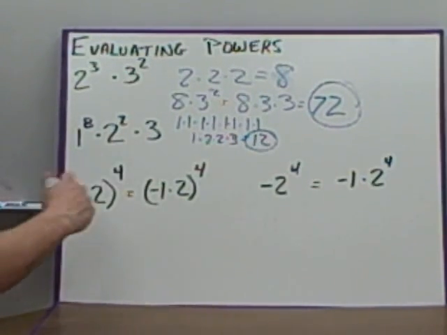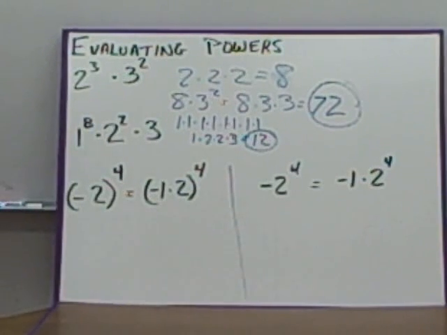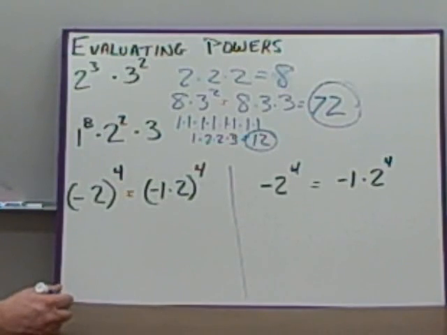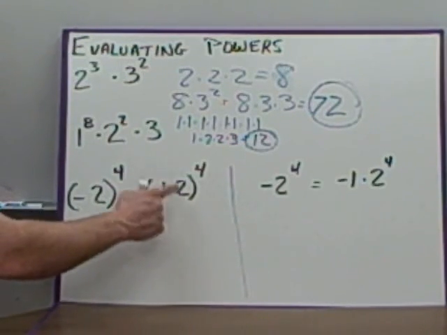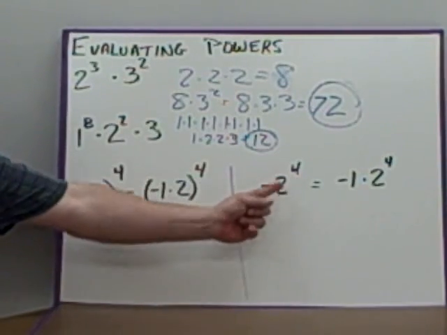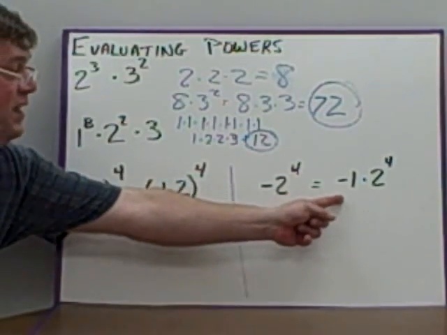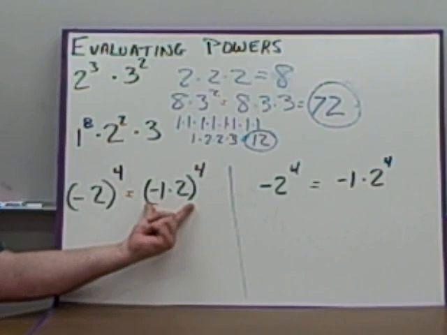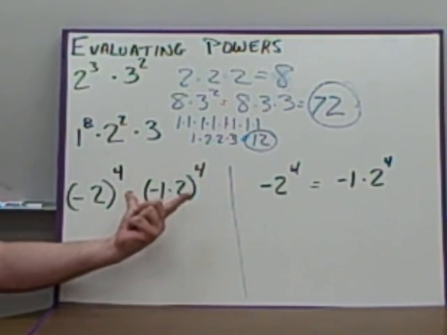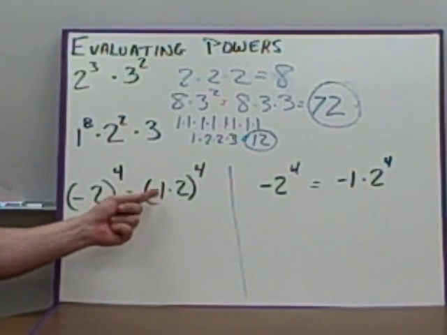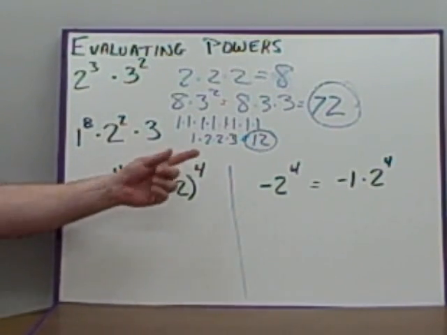Now this one I broke up, I wrote in two different problems here, and they are 2 different problems. -2 in parentheses to the 4th is the same as saying -1 times 2 in parentheses to the 4th. Whereas -2 to the 4th like this is the same as saying -1 times 2 to the 4th. Big difference here, because remember with the order of operations, grouping symbols come before exponents. Parentheses before exponents. When you write like this, you've got to do the times first before you do the exponent here.